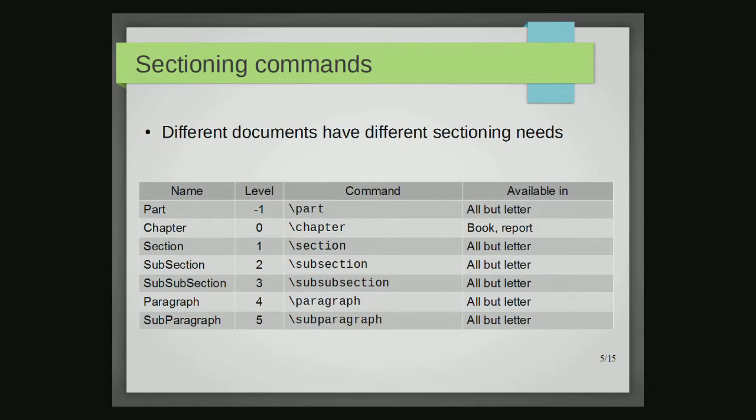The hierarchy starts at level -1, which indicates parts. Level 0 follows with chapters, then sections, subsections, subsubsections, paragraphs, and subparagraphs at level 5. Custom classes could declare even further levels of sectioning.